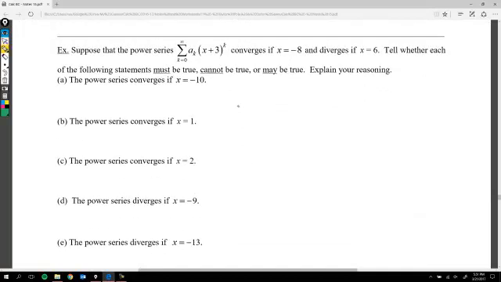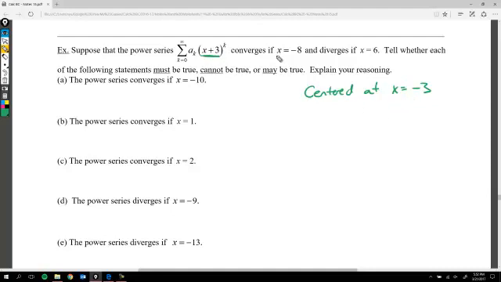All right, so suppose that we're given some power series. Okay, I don't know what this constant is, and it converges if x is equal to -8, diverges if x equals 6, and then I want to see if these are definitely, maybe, or definitely not true. Okay, well, here's what I know. Just from looking at this, I can see that I'm centered at -3. I know that because I have x plus 3 here. So I'm centered at x equals -3. It's like the opposite there. Or whatever you can plug in to get this term to be 0. That's where I'm centered.